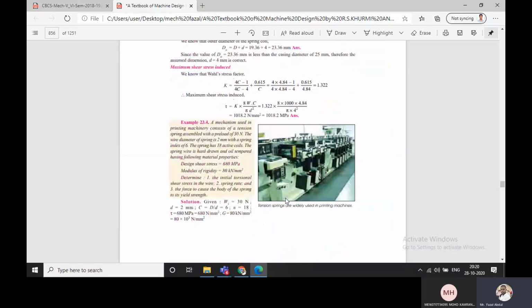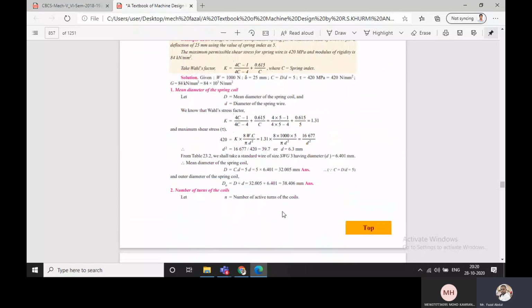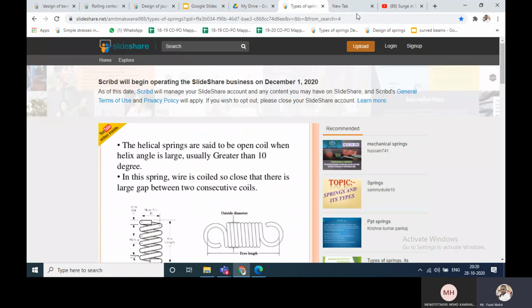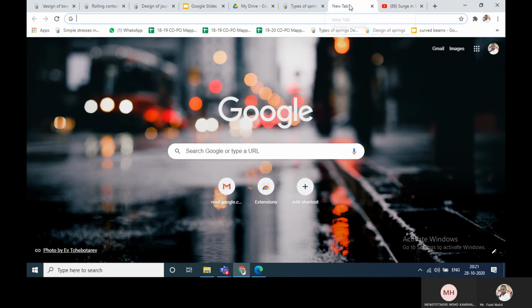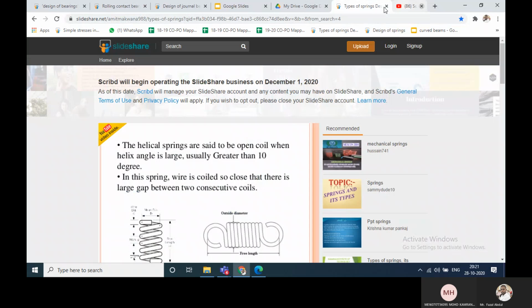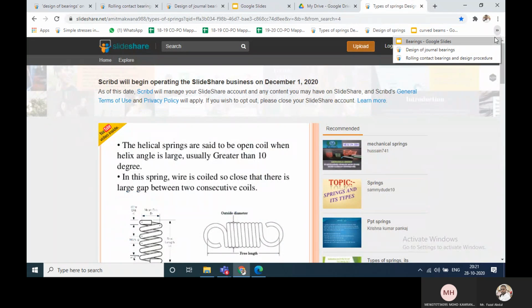Now, shall we start gears? Gears with only theory, my suggestion. Because gears are the heart of the machine design subject. Sliding, rolling, contemplating types of springs, general bearing, rolling, contemplating, design bearing.